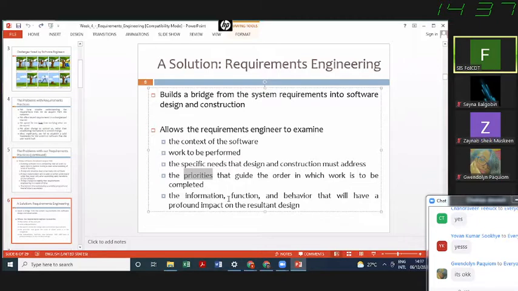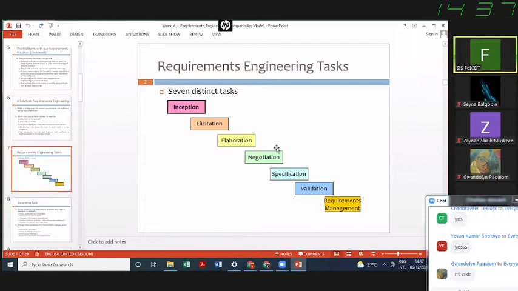So you need to really prioritize, we call this prioritizing the requirements. Because we've seen that there are requirements that need to be collected, but importantly, we should start prioritizing them. So we need to understand, among what I've been hearing from you, what do you think would be the most important requirements that we need to consider first? So priorities are going to be important, along with the information, function, and behavior that will have a profound impact on the result and design. So perhaps these are some tasks of the requirements engineer.